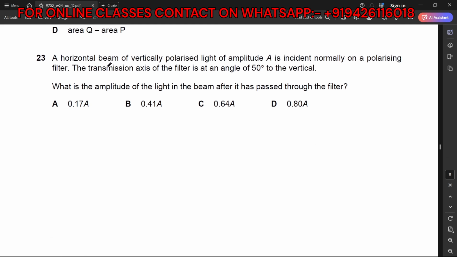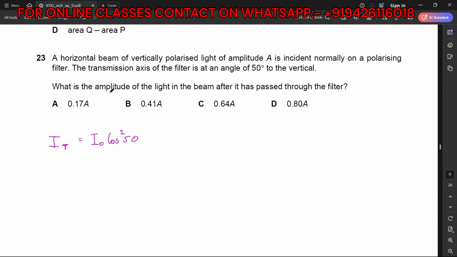In the 23rd question, a horizontal beam of vertically polarized light of amplitude A is incident normally on a polarizing filter. The transmission axis of the filter is at an angle of 50 degrees to the vertical, and therefore the formula will become: the transmitted intensity is equal to the original intensity, the intensity at which it is entering the polarizer, times cos square of 50, because that's the angle with respect to the vertical. So this is the equation for the transmitted intensity.